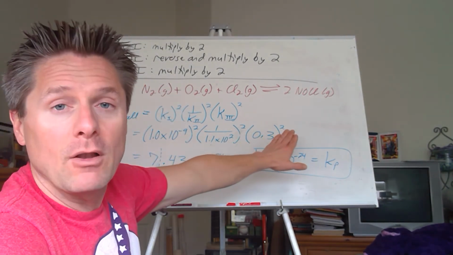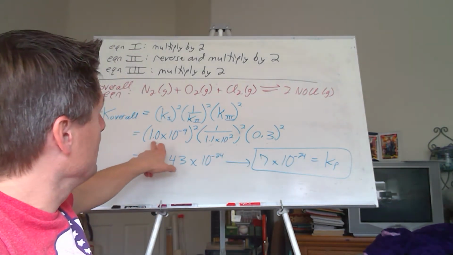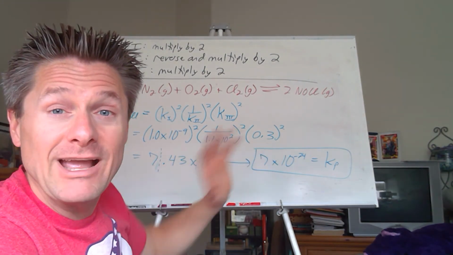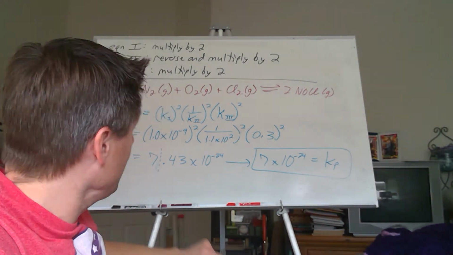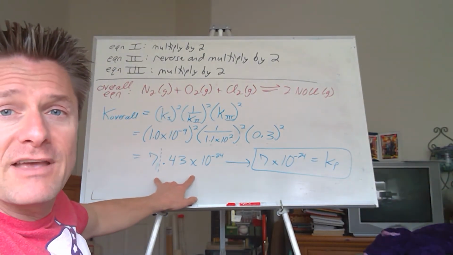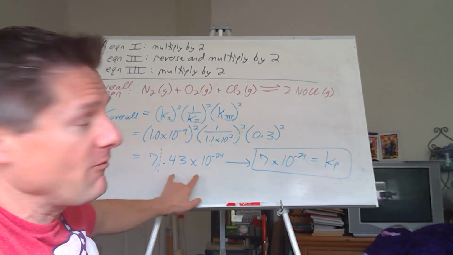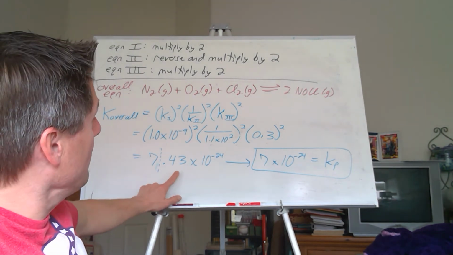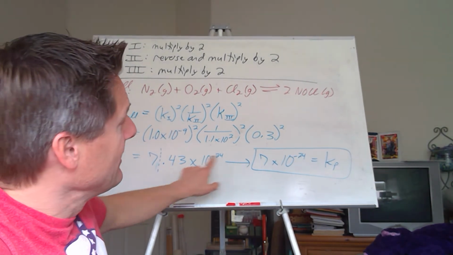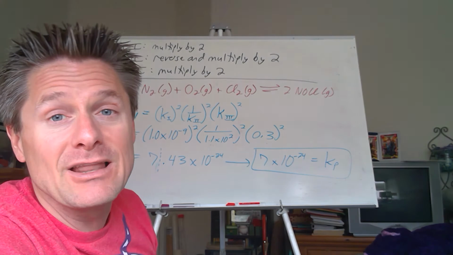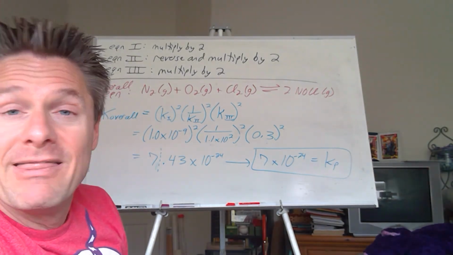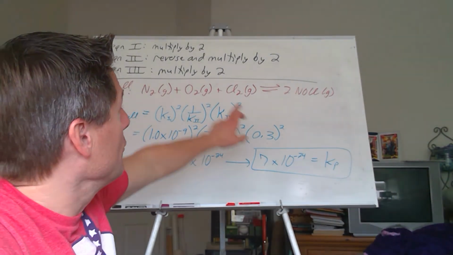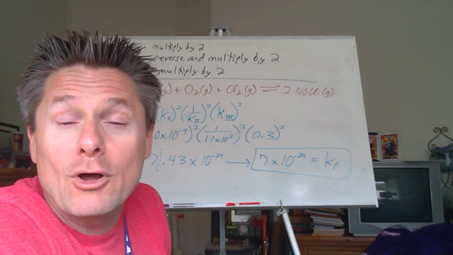If you plug those all in, it's all multiplication and division. 2 sig figs, 2 sig figs, 1 sig fig. Our final answer will have 1 significant figure. We'll get a final value of 7.43 times 10 to the minus 24. Good to 1 significant figure. That's closer to 7 than it is to 8. So that stays as 7 times 10 to the minus 24. That will be the Kp value for our new overall equation.